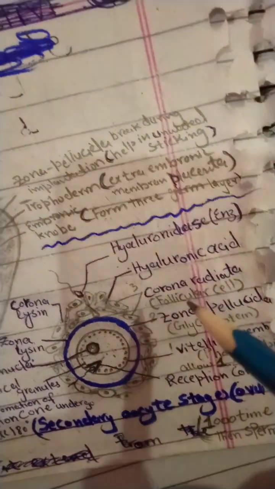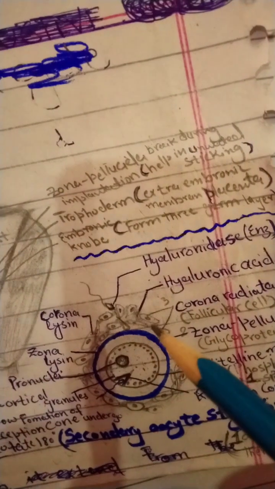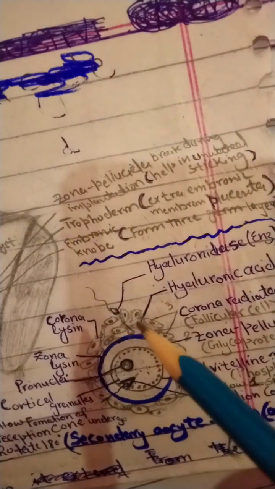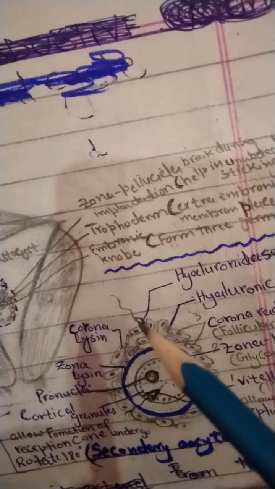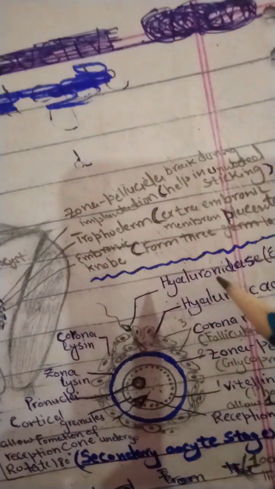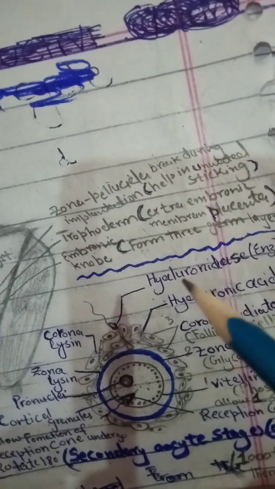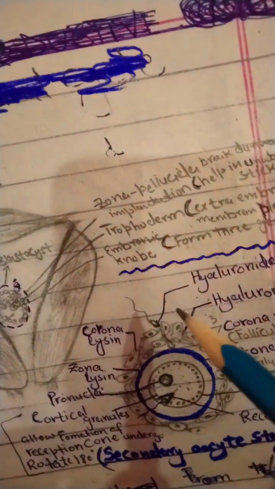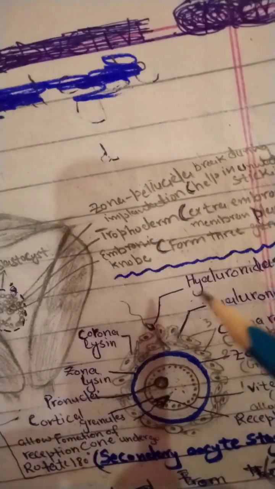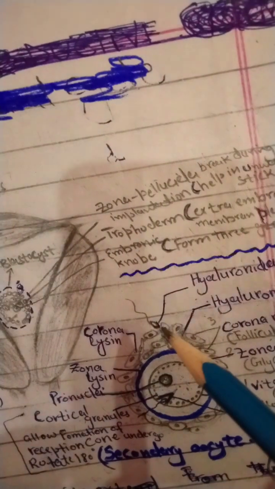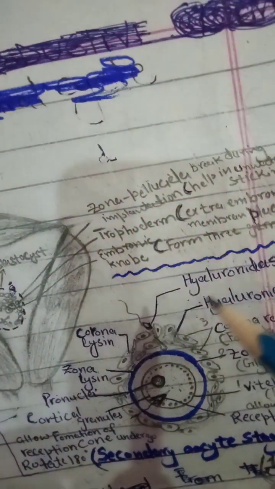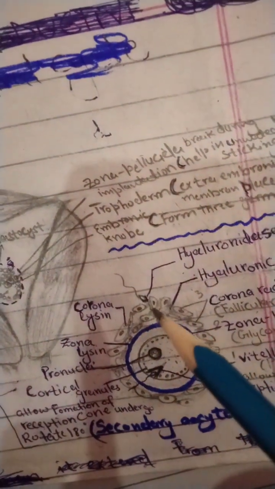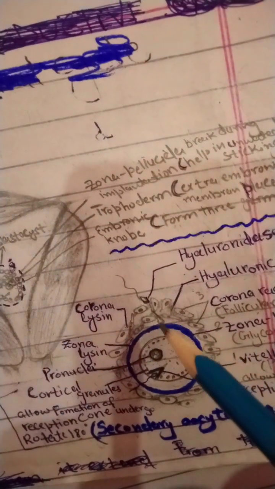The corona radiata consists of follicular cells. The follicular cells are attached to each other with the help of hyaluronic acid. Hyaluronic acid is dissolved by the hyaluronidase enzyme. This enzyme is released from the acrosome of the sperm. During fertilization, the sperm releases that enzyme. The hyaluronidase enzyme dissolves the hyaluronic acid, and the sperm reaches the zona pellucida.